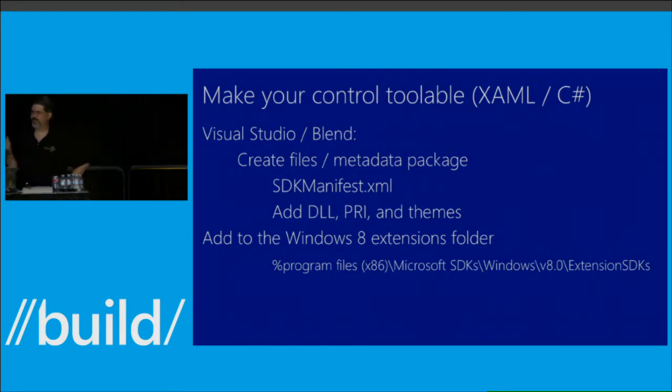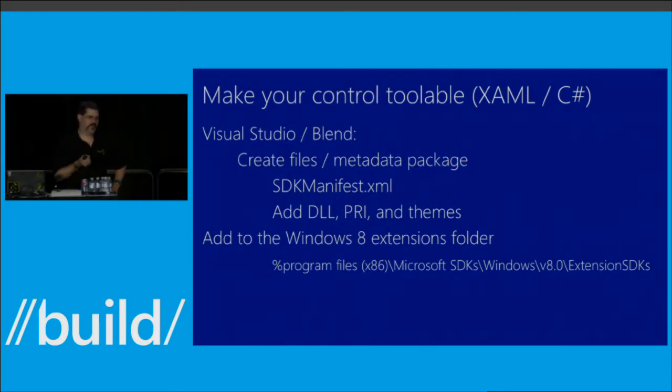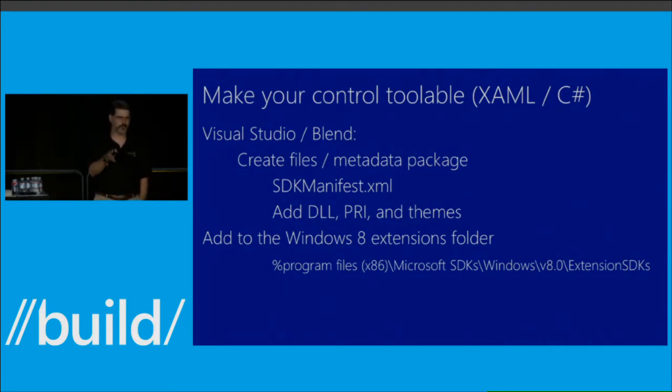So you have to create the right files in the metadata package. There is an SDK manifest. Then you add the DLL, the PRI, and the themes. Now remember back in the beginning of this talk, I said if you're in XAML and you want to make this into a package, you have to add that special property group into your project file. This is what enables this to be very easy. We add that property group.